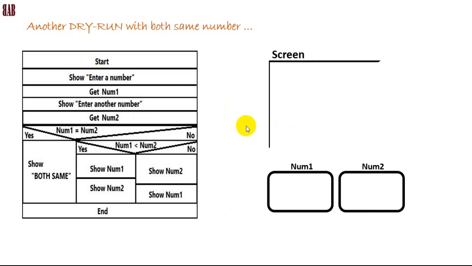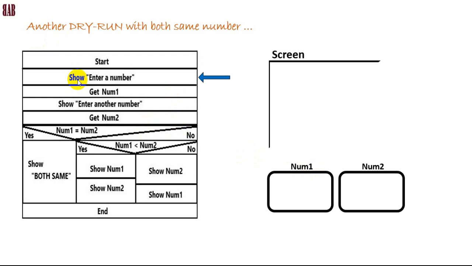We are running, we need the two variables num1 and num2 and the screen. And remember, screen is the only area the user is able to see. These two are only for us to dry run and understand. These are actually inside the computer, and the user will not be able to see that. Those are in the chips or the memory. Right. So let's start.